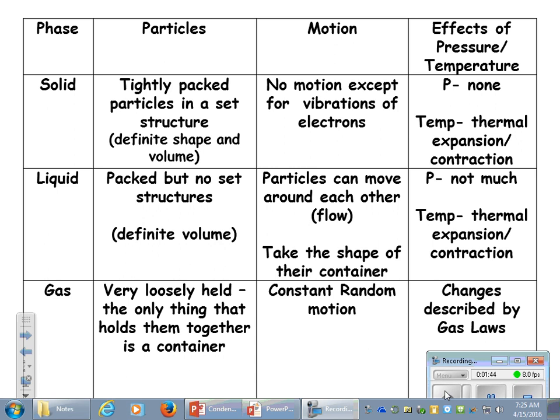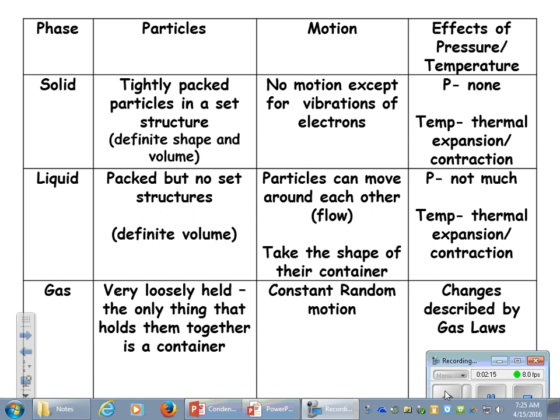And then gases, we know, have no definite volume or shape. The only thing that holds them together is the boundaries of their container. They will expand infinitely until something stops them. So with solids, there is slight motion, and any motion that's present in a solid is caused by vibrations of electrons. And we know that liquids and gases can flow, and that gases in particular are in constant motion.